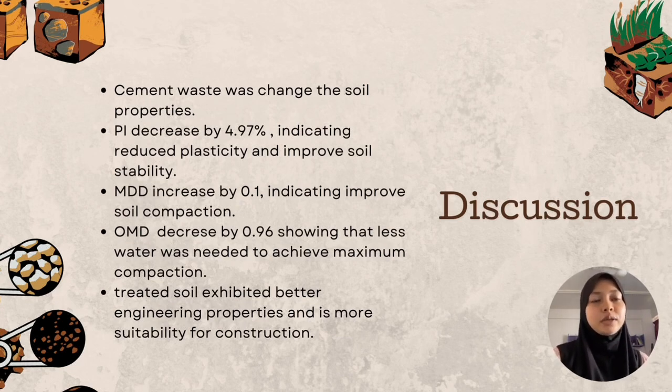Besides that, the optimum moisture content decreased by 0.96%. This means less water was needed to achieve the maximum compaction of the soil. Overall, the treated soil showed better engineering properties. Therefore, it is more suitable for construction because it is stronger, more stable, and easier to compact.